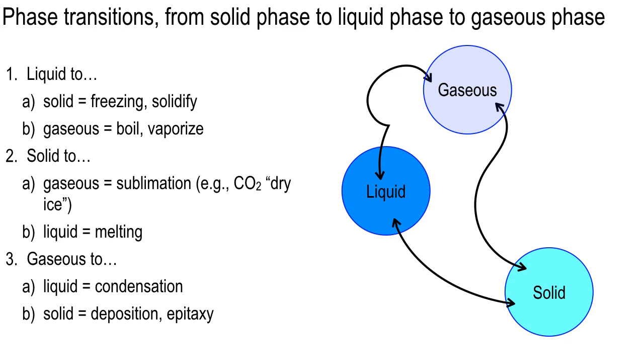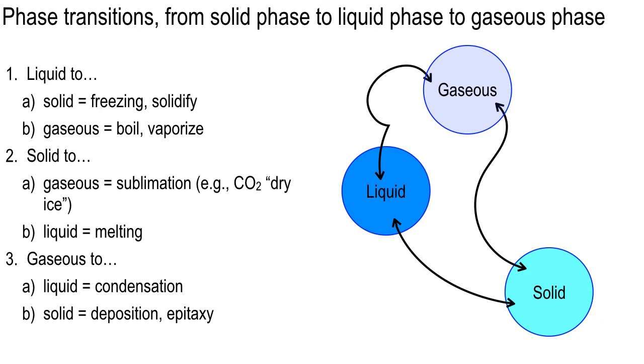Liquid to gaseous, that's boil or vaporize. Those are the two words we use for that. Solid to gaseous, that's the one that CO2 does here on the surface of Earth. Sublimation. Solid to liquid, that's melting. CO2 does not do that under normal atmospheric pressure. Gaseous to liquid, that's rain, condensation. That's dew forming on the windshield of your car on an early morning.